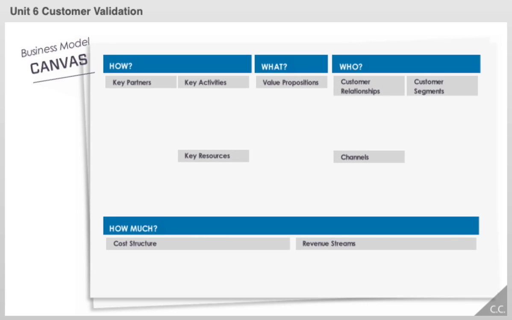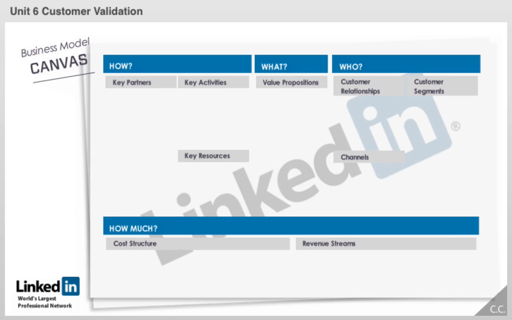Let's look at an example. LinkedIn is the world's largest professional network. As of 2012, LinkedIn had 161 million members in over 200 countries. So what is LinkedIn's Business Model Canvas?